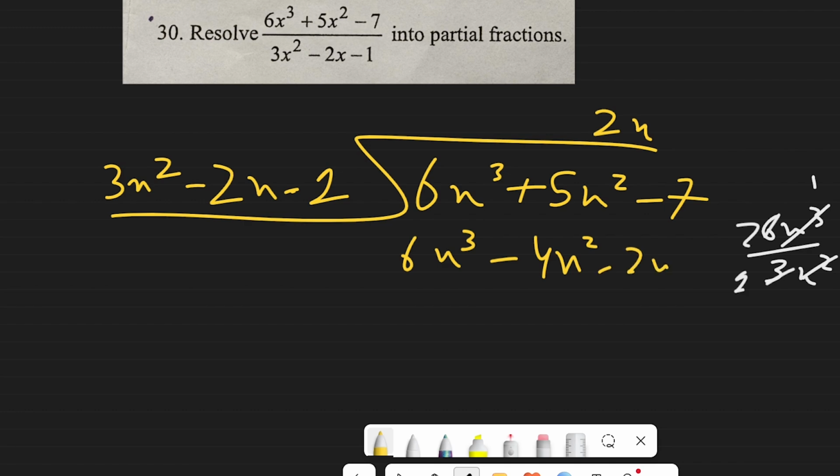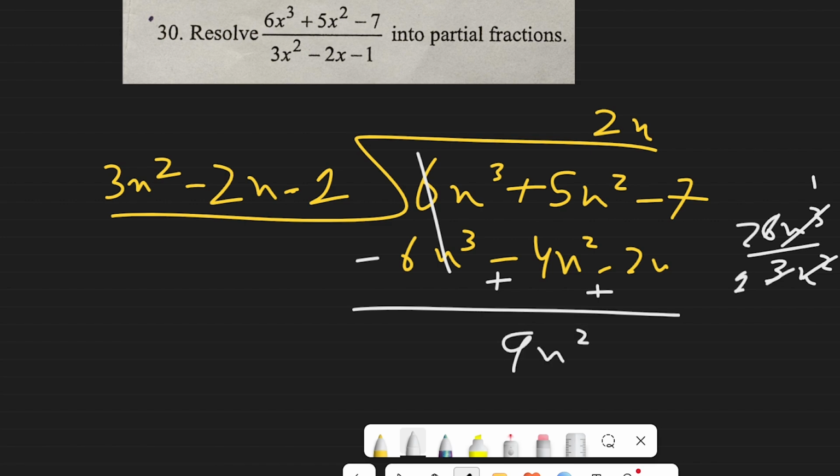Then the signs will change. This will become a minus, this will become a plus, this will also become a plus, and then this will cancel out. Plus 4x squared, 5 plus 4 is equal to 9x squared, and then we have plus 2x. This is an x and this is a constant term, so they won't add together. We will write plus 2x as it is. Then we will have a minus 7.